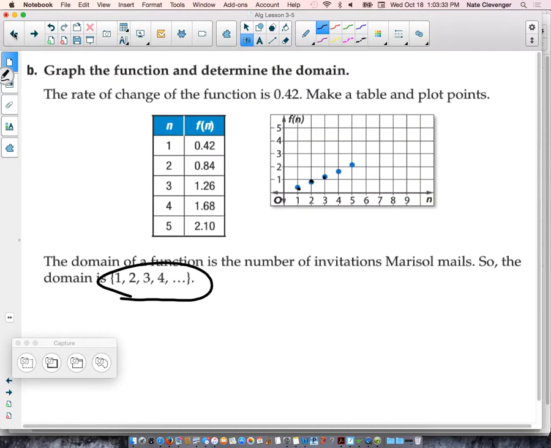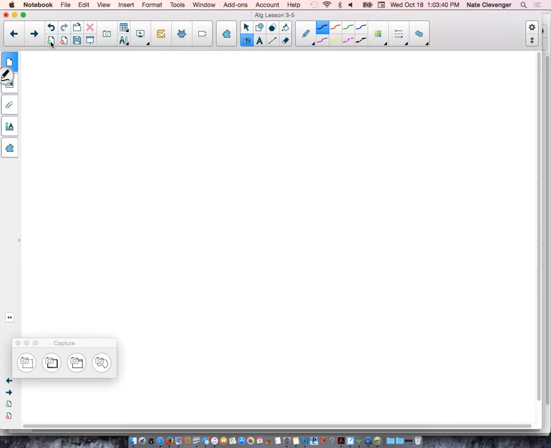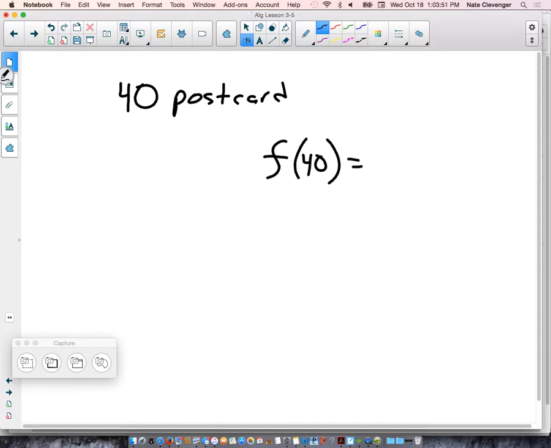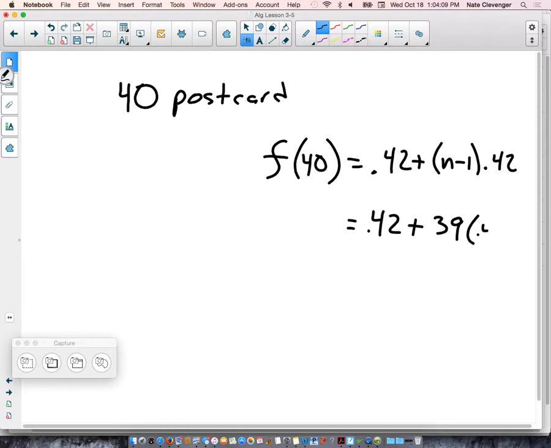So what would the value be to mail, let's say, 40 postcards? Basically I want to know what f of 40 is, when we had 0.42 plus n minus 1 times 0.42. What's n minus 1? 40 minus 1 is going to make this 39 times the 0.42.